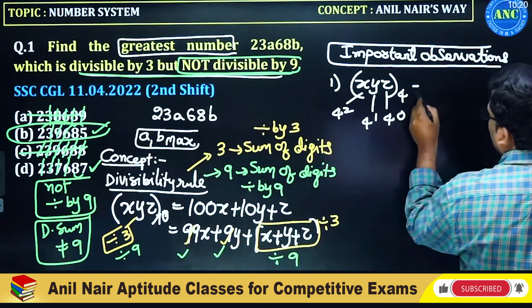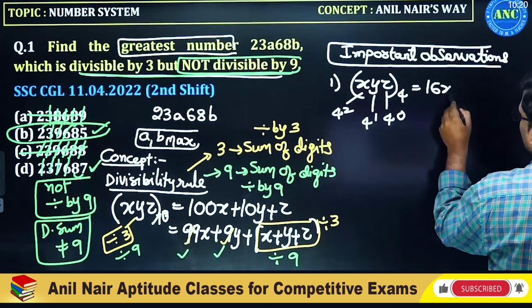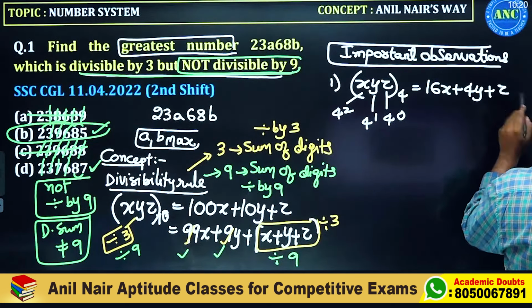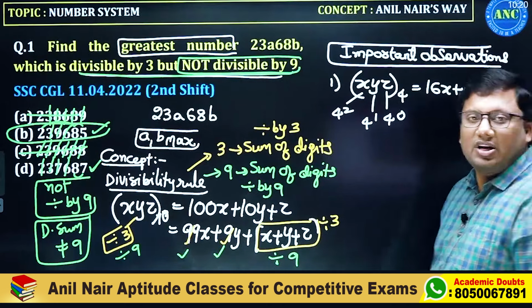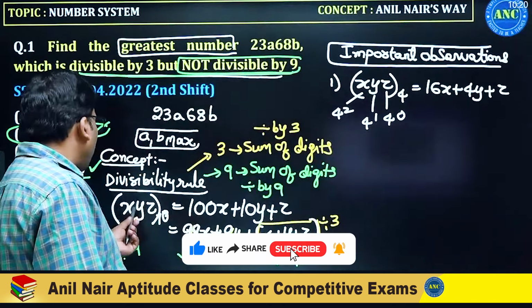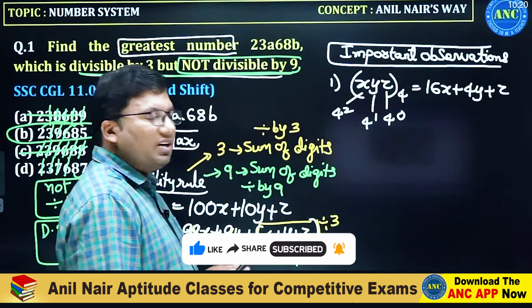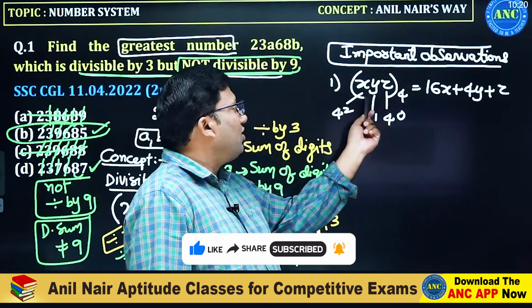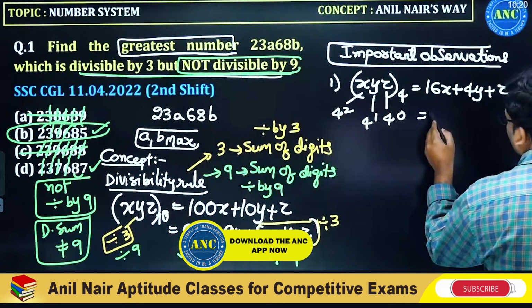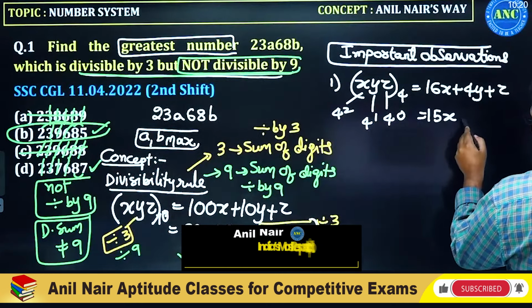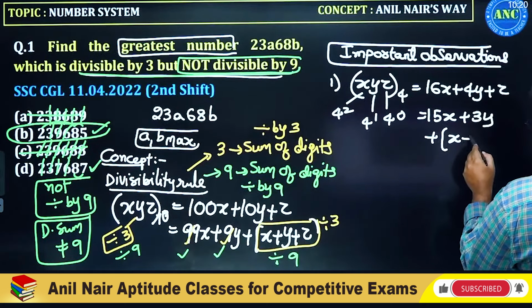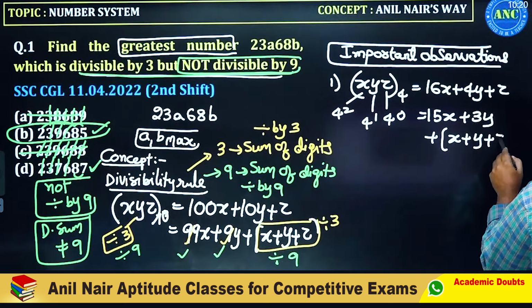So 16 into x, this will be 16x. 4 into y, this will be 4y. 1 into z, it will be z. Right? In the decimal system, 10 power 0, 10 power 1, 10 power 2. In base system 4, 4 power 0, 4 power 1, 4 power 2. If I separate it, listen very carefully, sir: 15x plus 3y, and then x plus y plus z.